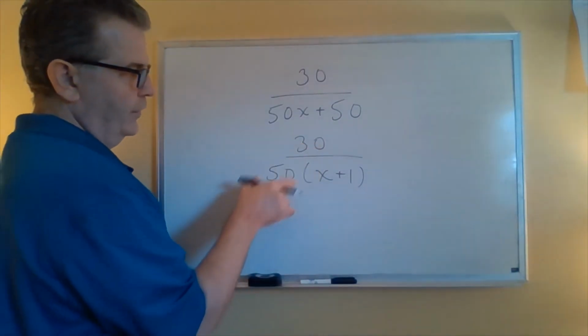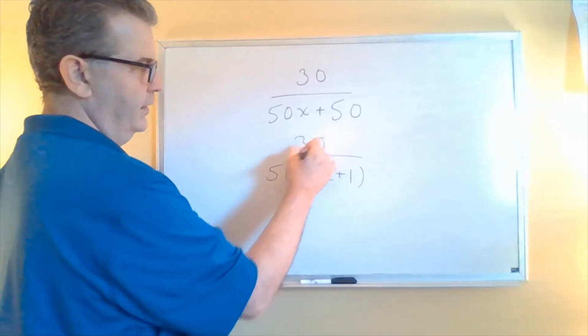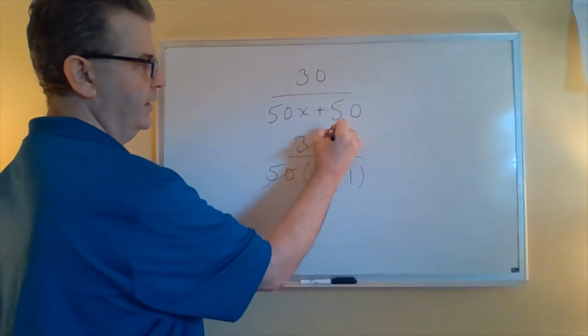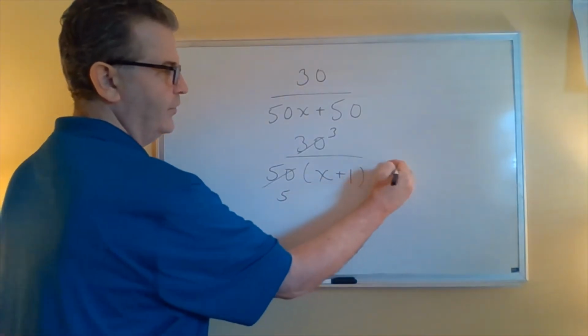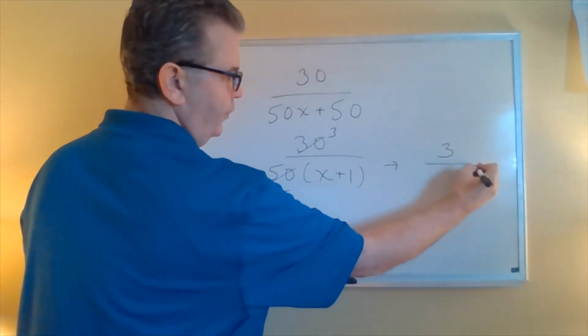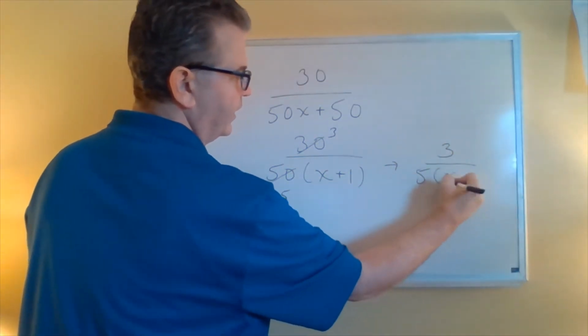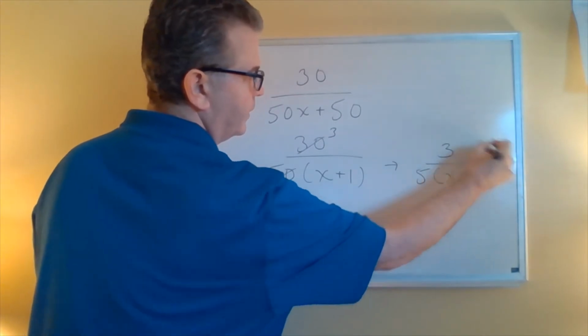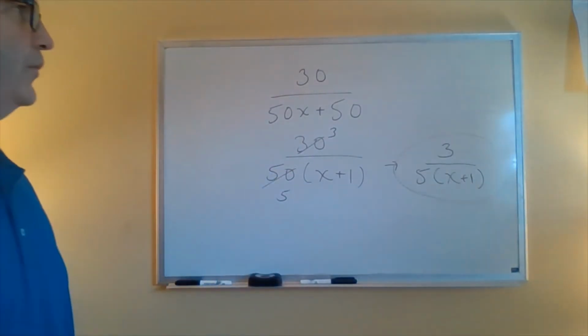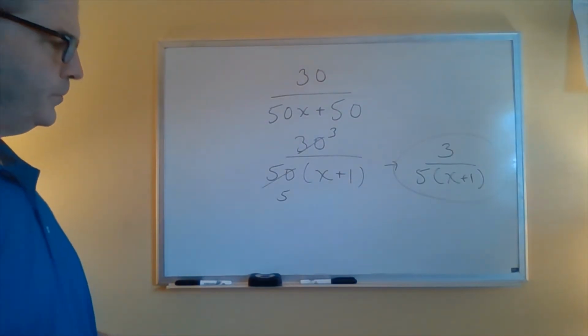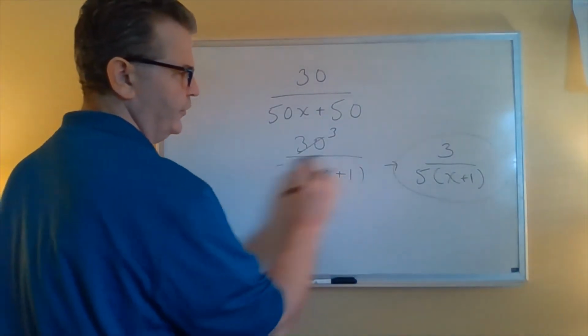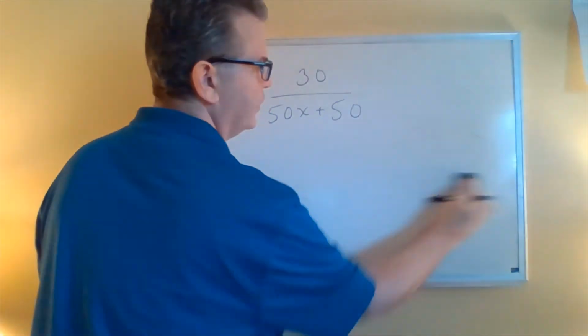Now we can reduce our fraction, 30 over 50. Each one shares a common factor of 10. 10 goes into 30 three times, and goes into 50 five times. That would leave us with 3 over 5 times x plus 1. And so there are two examples of simplifying rational expressions using a common factor. Now what if we have trinomials? I'll give you an example of that.